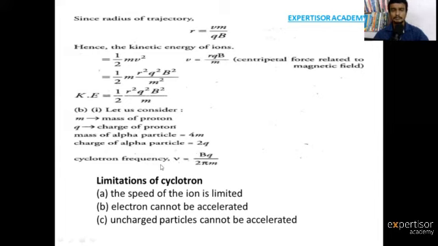Okay. Coming to the frequency of the cyclotron, by using the angular speed formula and also the time period of the charged particle formula, we get the frequency of the charged particle inside the cyclotron, that is equal to BQ divided by 2 pi m. So these are the limitations. Speed of the ion is limited, electron cannot be accelerated, uncharged particles cannot be accelerated in the cyclotron. So this is the information about the cyclotron.